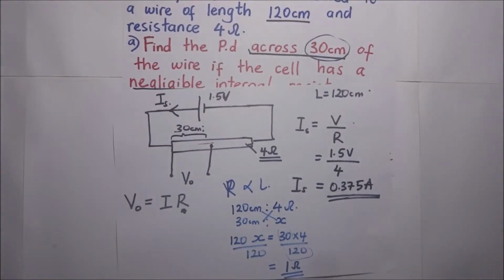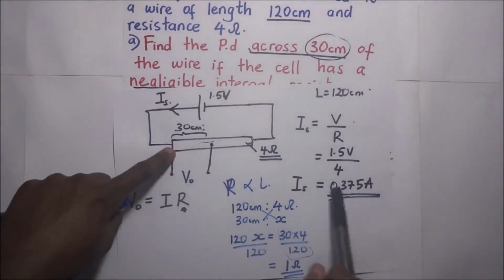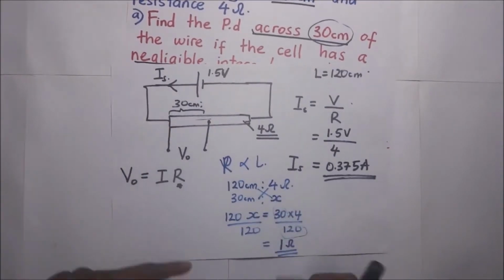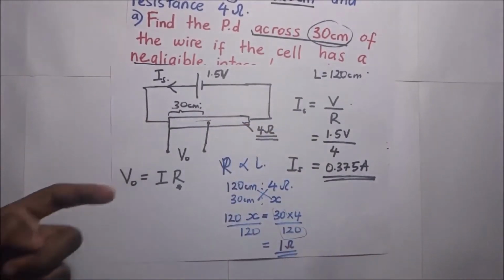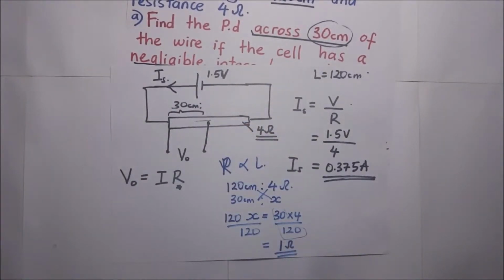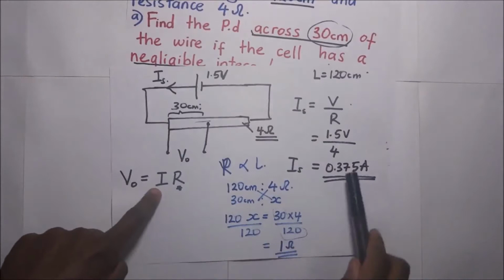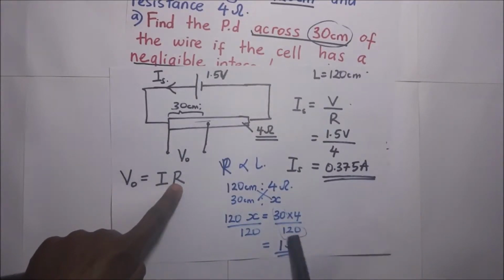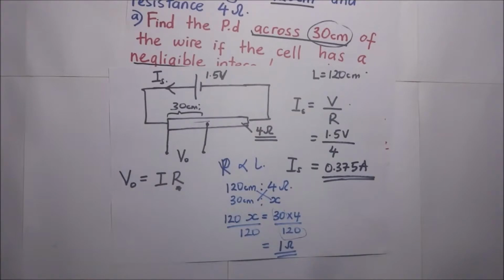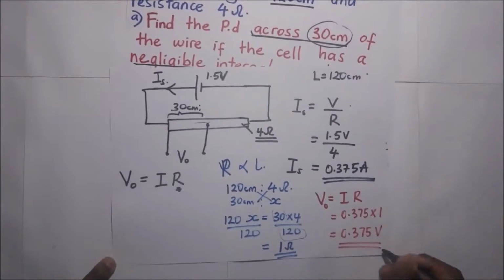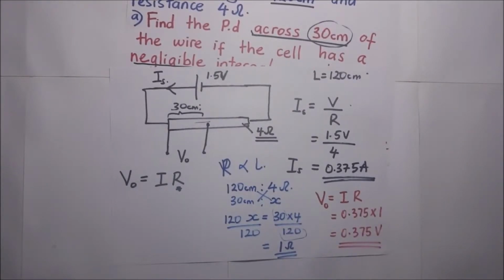So here we have the current going through that portion of the wire, which is 0.375 amperes, and we also have the resistance of that portion of the wire, which we have found to be 1 ohm. Now we can find the output voltage of this portion of the wire, which is the current times R, which is 1, giving 0.375 volts. And that's the answer.